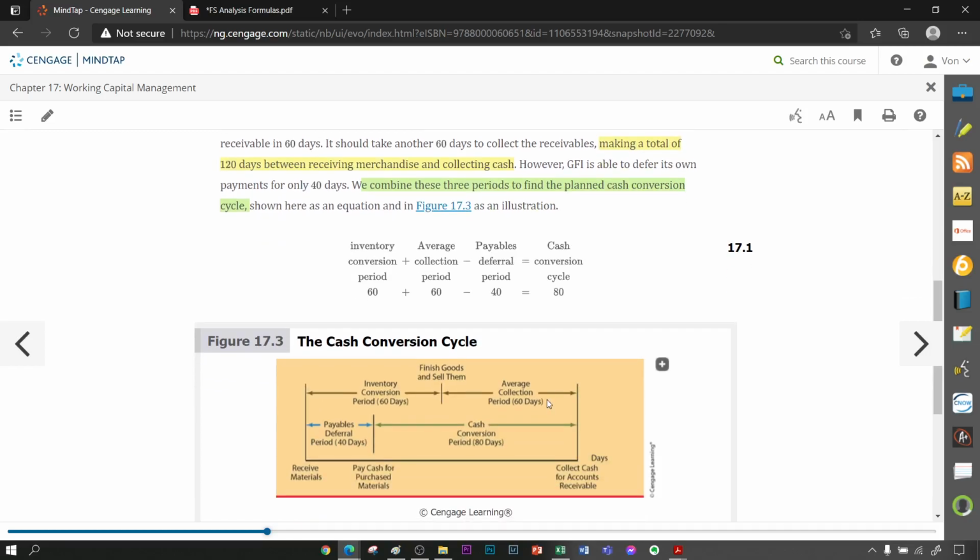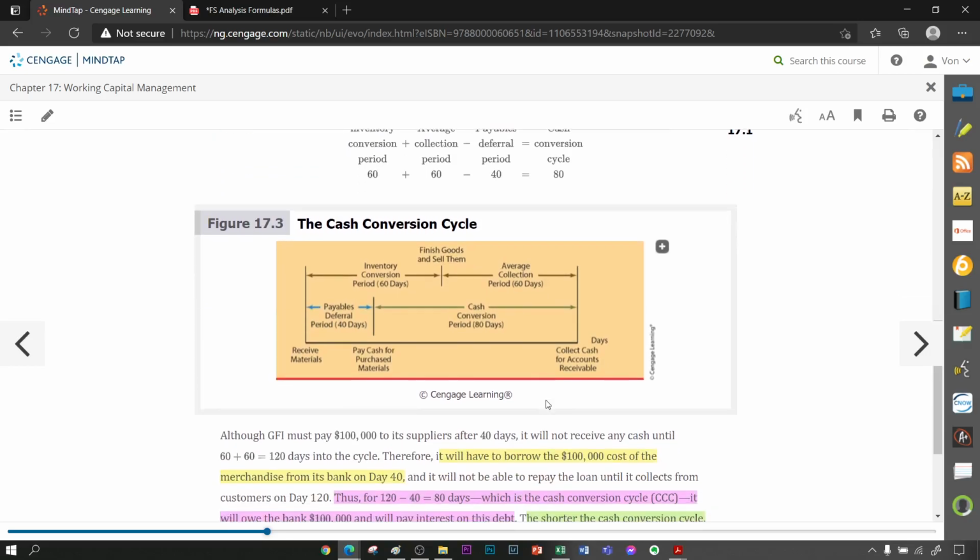Okay. Then, puntahan natin ulit itong diagram dito, no? Alam mo na pag in-add yung ICP and ACP, makukuha mo yung operating cycle. Doon pala sa operating cycle, pag minus mo yung payables deferral period, makukuha mo yung cash conversion cycle. Okay, so yan lang yung pinapakita dito. Okay. So, ayan.